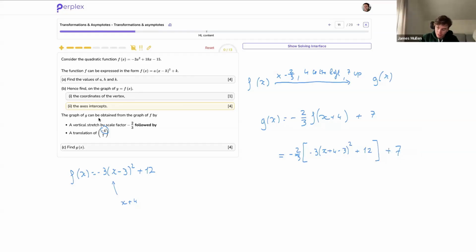If I expand this as much as I can, minus 2 over 3 times 3 is just going to give me 2. And inside the brackets, x plus 4 minus 3 is x plus 1, squared. Then I have minus 2 over 3 times 12, that is negative 8. So minus 8 plus 7. So this is 2 times (x plus 1) squared minus 1. That is my final answer.